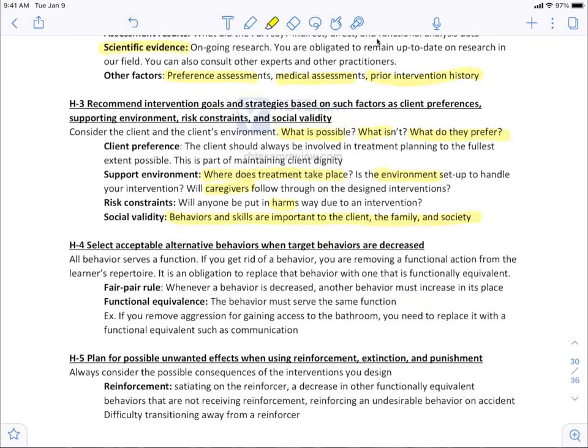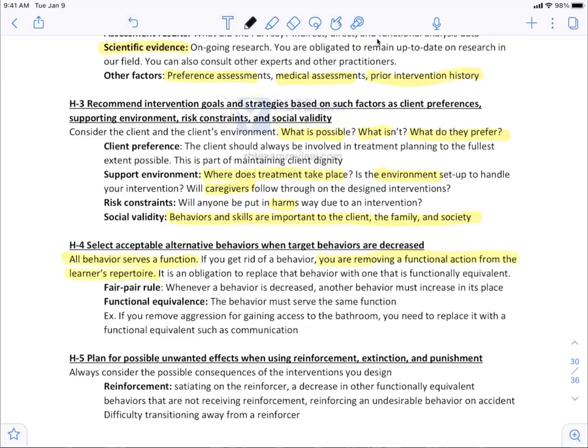H4, select acceptable alternative behaviors when target behaviors are decreased. I'm personally really glad the 5th edition gave this H4, gave alternative behaviors its own section this time, because I think this is such an important piece that so many people miss. What is this saying? Select acceptable alternative behaviors when behaviors are decreased. We're talking about decreasing behaviors as analysts, right? So what do we know? All behaviors serve a function. If we decrease a behavior, what have we done? We've removed a functional action from the learner's repertoire.